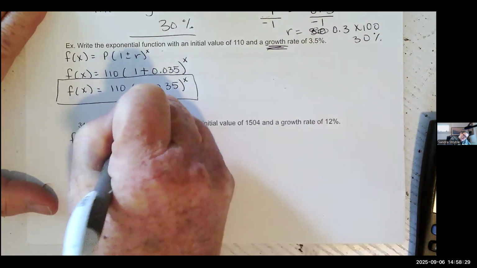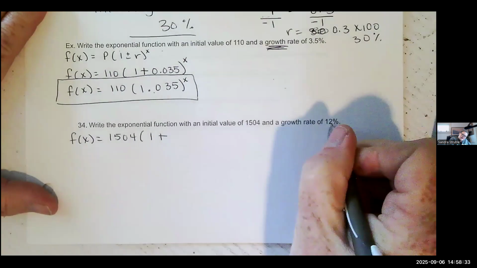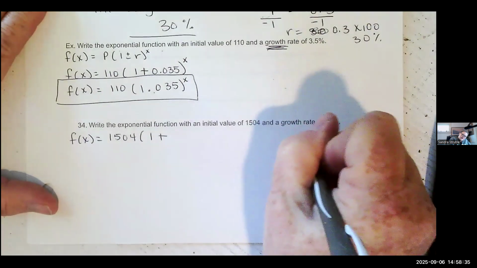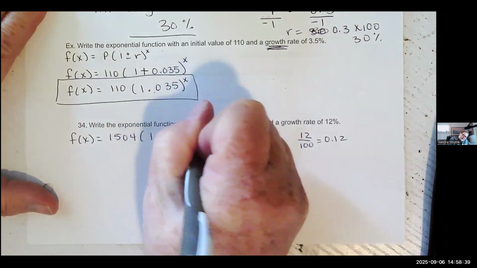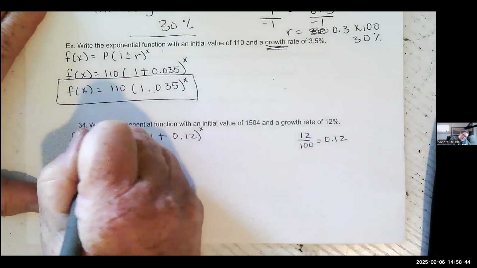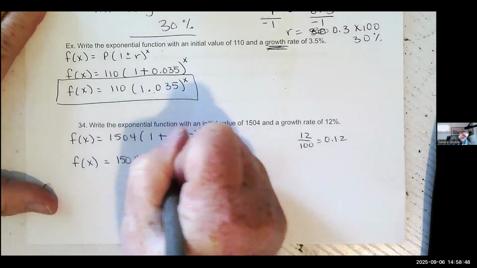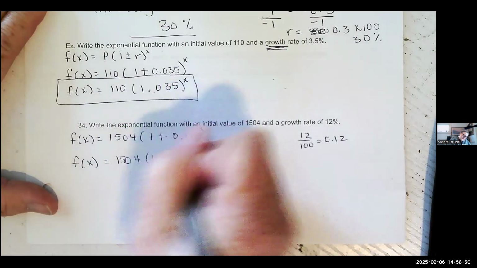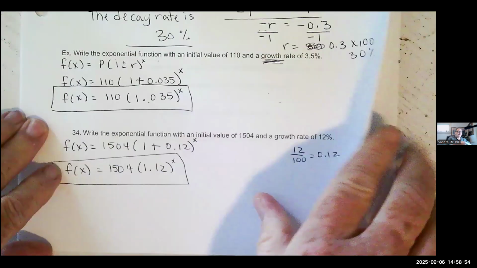The initial value is 1,504. I know it's growth, so I'm adding 12%. 12 divided by 100 is 0.12. And don't forget your x up here. So to finish this out, I just need to simplify what's inside my parentheses. There you go. Let me know what questions you have.